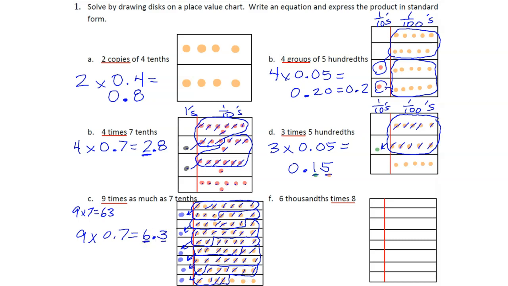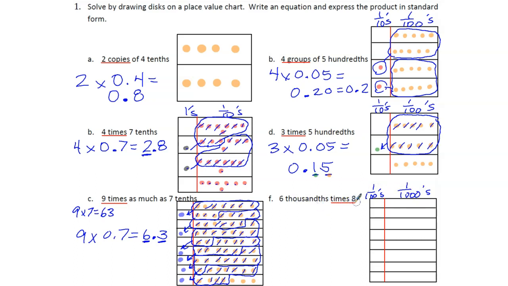6 wholes and 3 tenths. All right, last but not least, picking up the pace here, we have 6 thousandths. I didn't write in my place value chart here, but I know that this is going to be thousandths, 1 over 1,000, which regroups as hundredths.